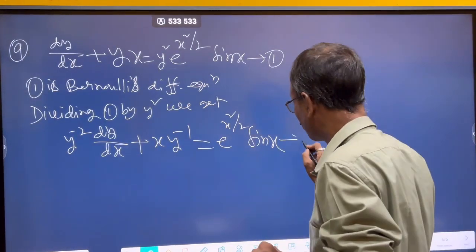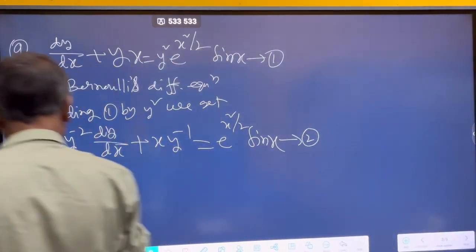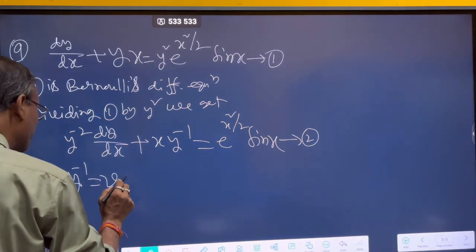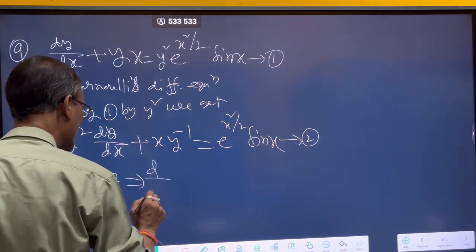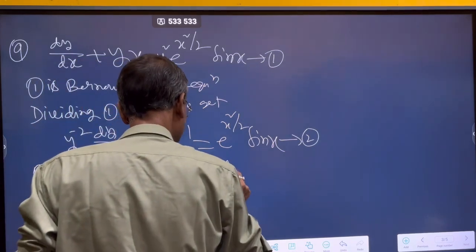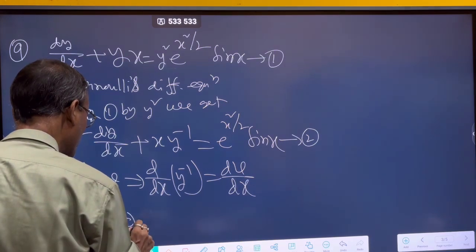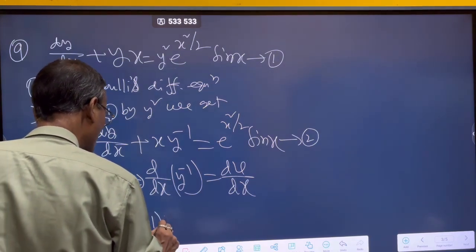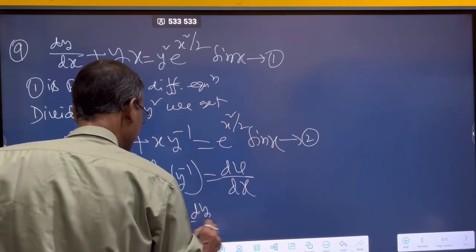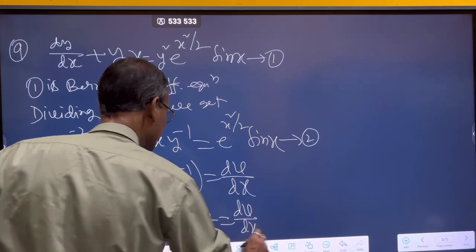What is our next step? Next step is put y to the power minus 1 equal to v. Or d/dx of y to the power minus 1 equal to dv by dx. Or minus 1 y to the power minus 2 dy by dx equal to dv by dx.